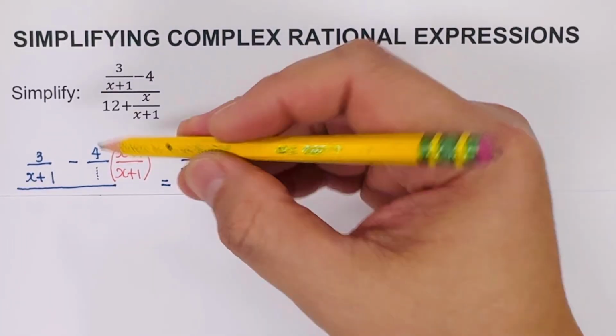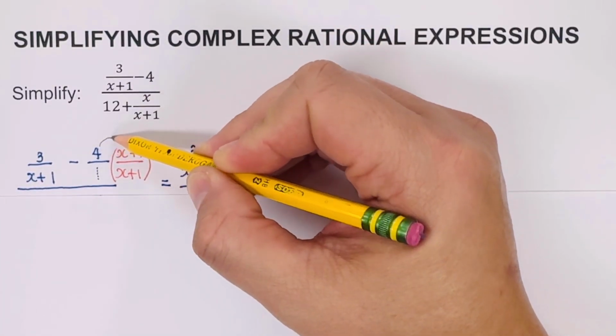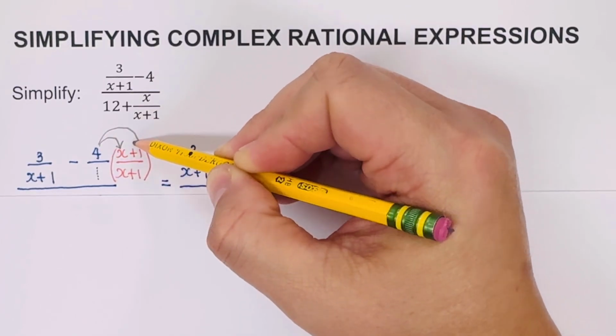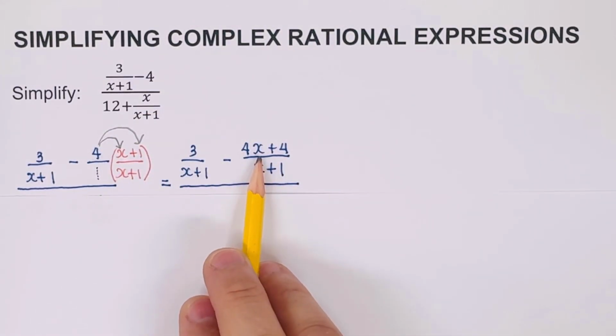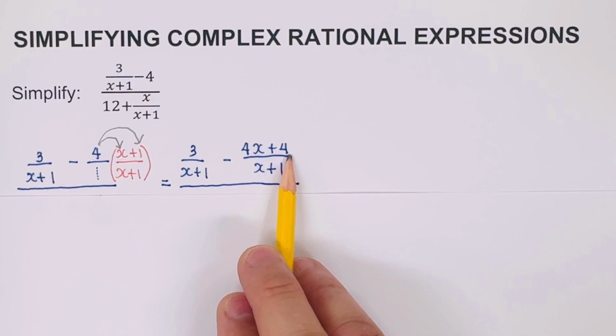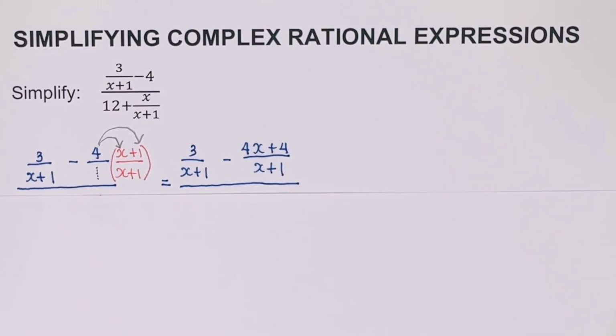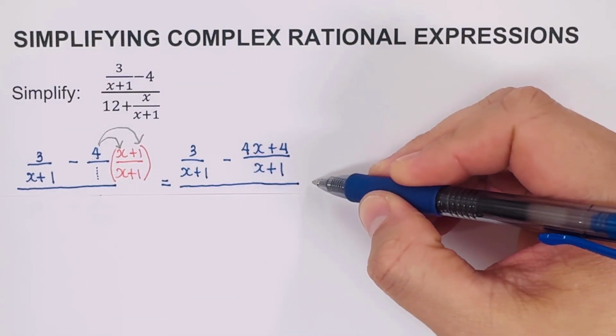So what I did here was I distributed the 4 to each of the terms inside the parentheses. So 4 times x is 4x, 4 times 1 is 4. So then you notice that they already have the same denominator so that we can go ahead and add them together.